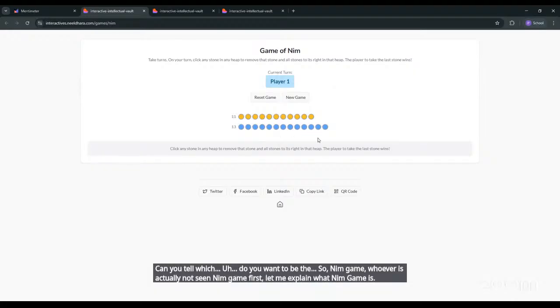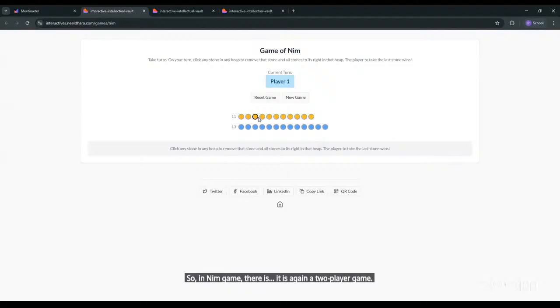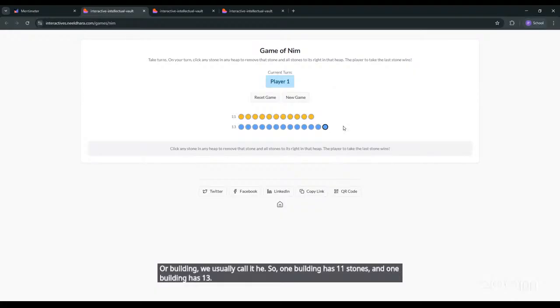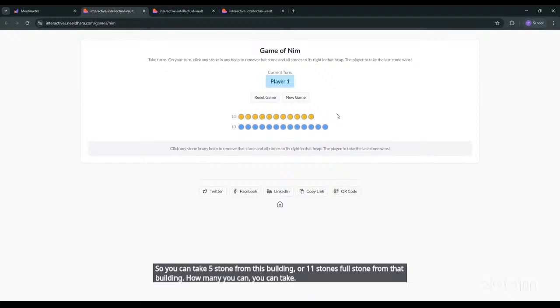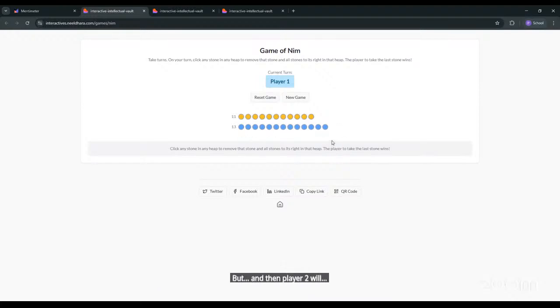In the NIM game, it is again a two-player game. So these are stones, 11 stones in one building. You can say heap or building; we usually call it a heap. So one heap has 11 stones and one heap has 13 stones. Player one will come and take some stones, but you can take stones from only one heap. You can take 5 stones from this heap or all 11 stones from that heap, however many you can take. Then player 2 will come and take some more stones.